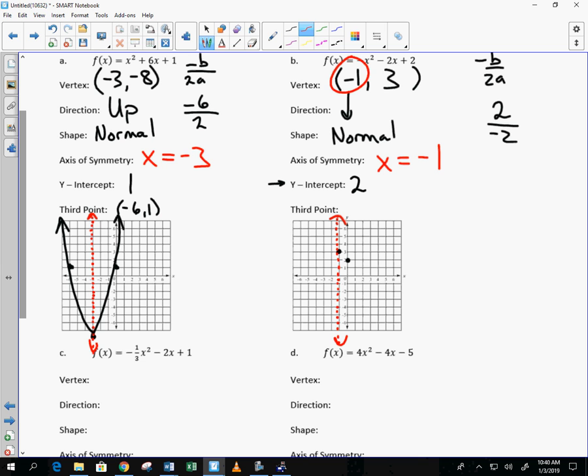Can I get a third point now? Yeah, I just take that y-intercept and I reflect it over. It looks like that's going to be at -2, 2. And now I can sketch my graph.